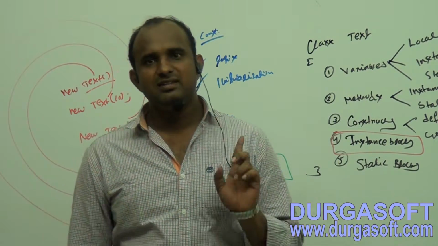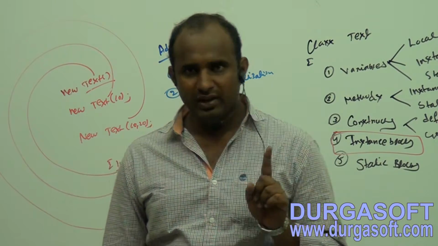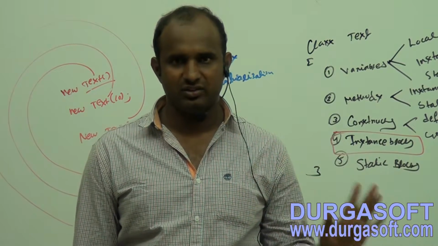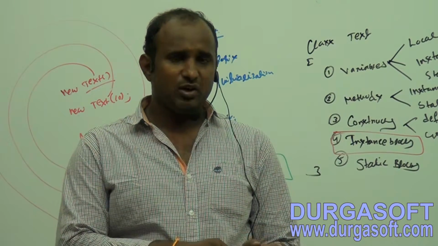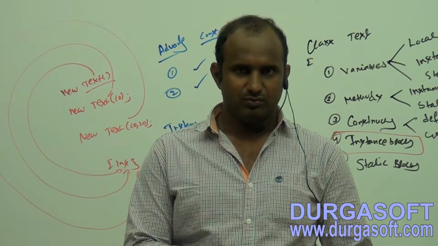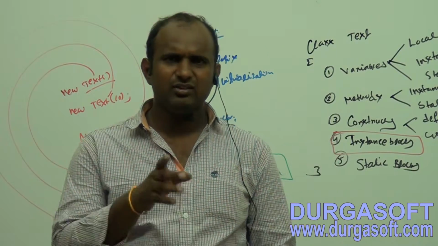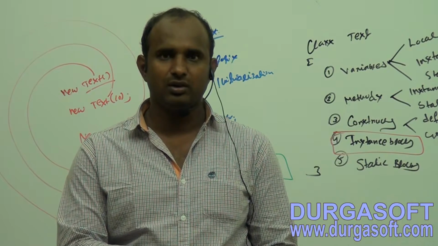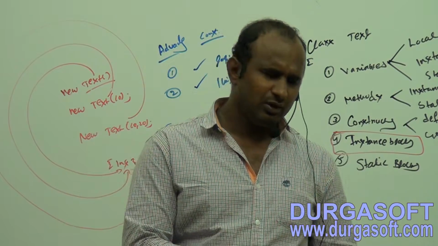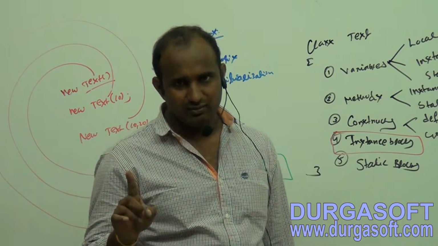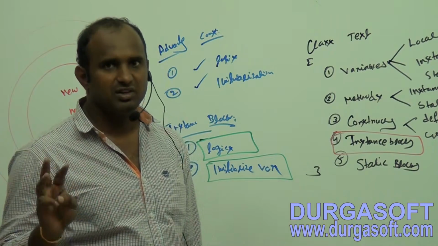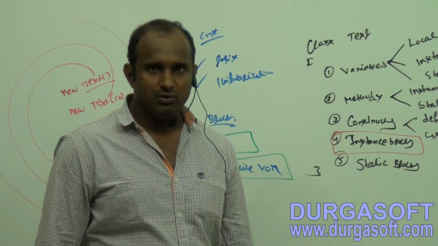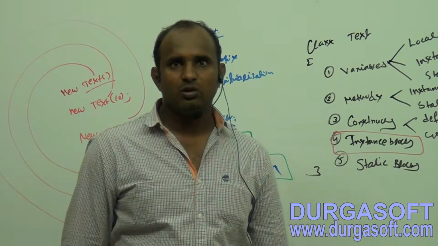When we observe the word instance, that instance is always linked with the object. For that, memory is allocated during object creation. What about static? Static is always linked with class loading. So finally I am saying only one point: whenever instance is there, instance variables and instance blocks, for those memory is allocated during object creation. So that is the end of instance blocks.